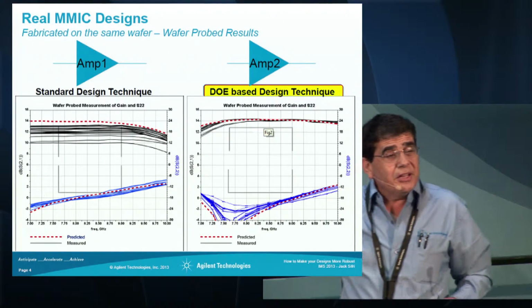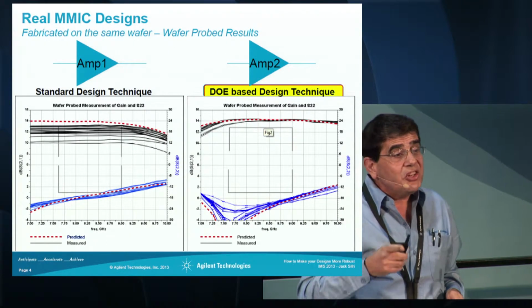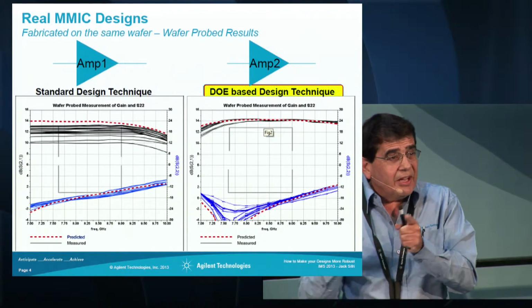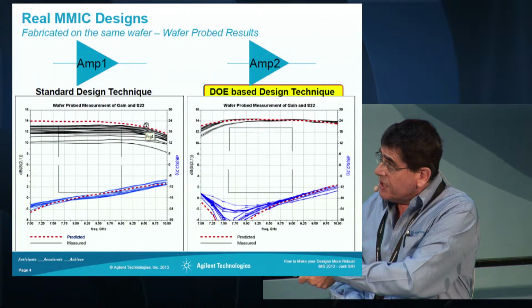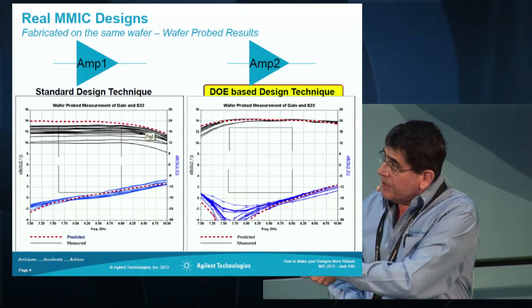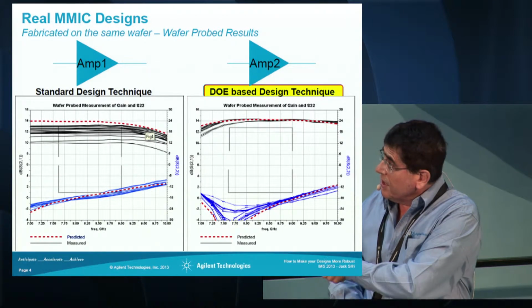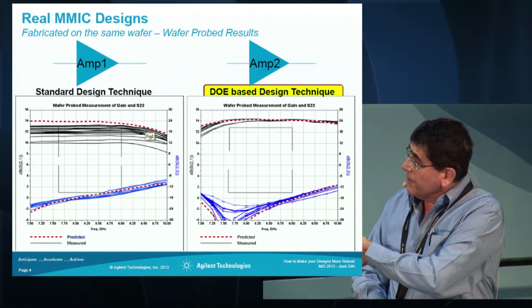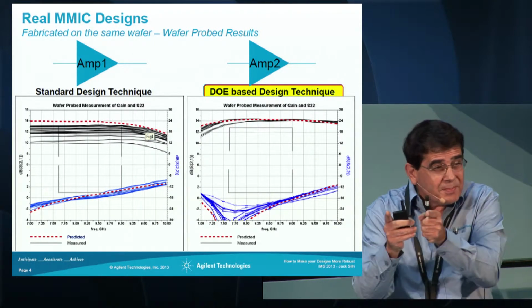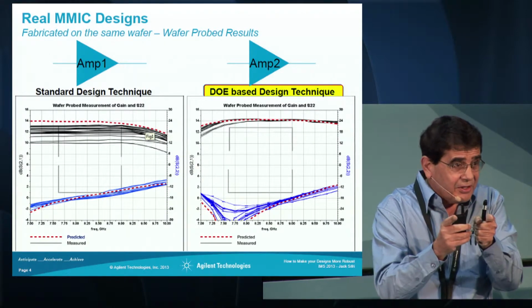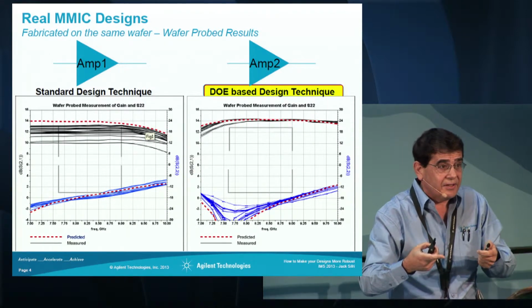When we fabricated this, the foundry mentioned to us that the process shifted a little bit to the left, to lower frequency. Notice the standard design shifted a lot to the left. Notice this design, the robust design, also shifted to the left because of the process, but only a little bit, because it is not as sensitive.